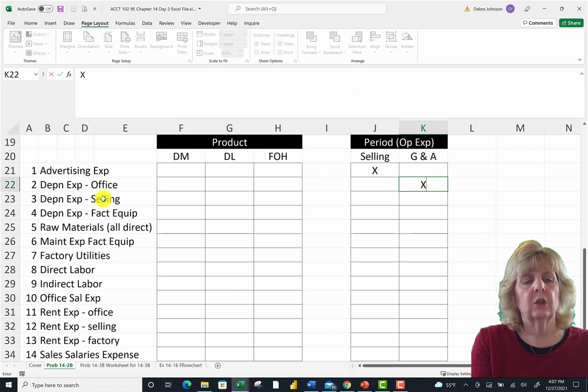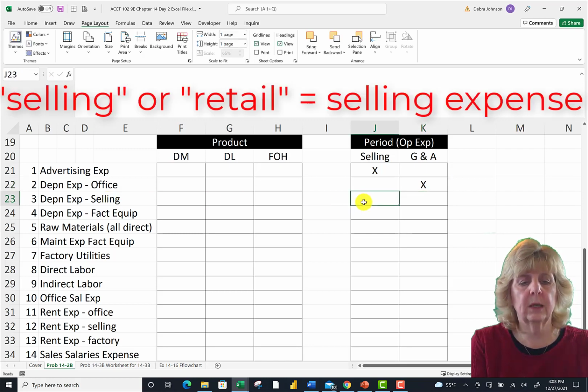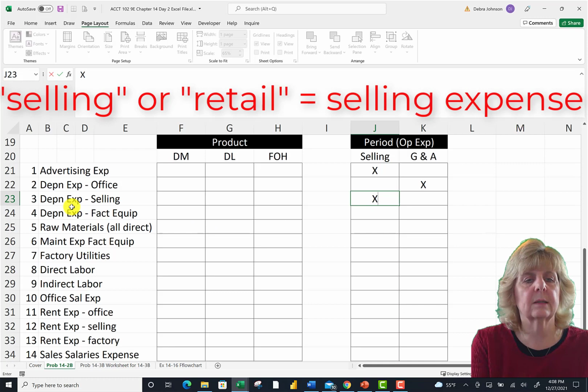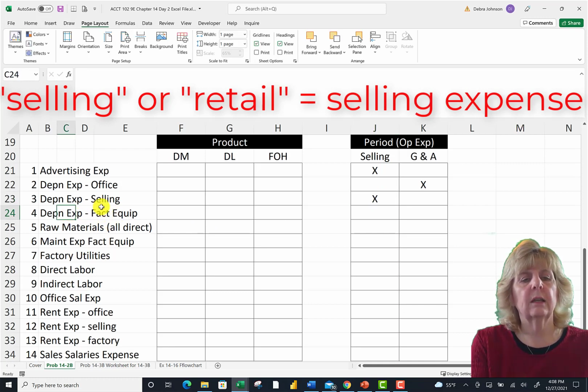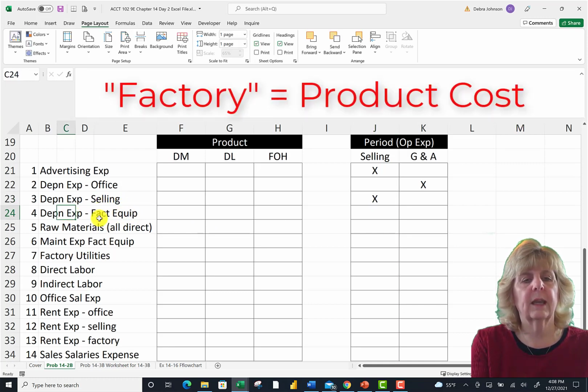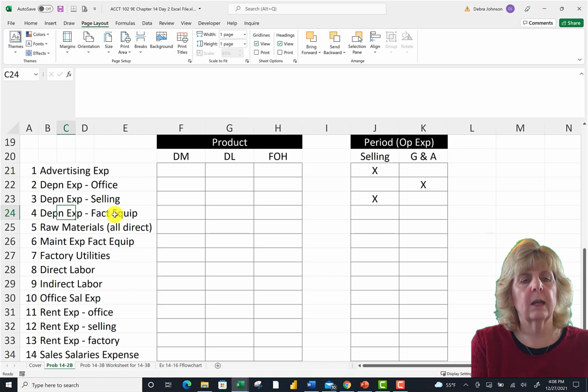One is related to the sales assets or the selling assets. That would be considered a selling expense. But anything related to the factory, once again, is a product cost. Having identified it as a product cost, you ask yourself, is it a direct material or is it a direct labor cost? And if it's neither, then by default, it is a factory overhead, as it is in this case.